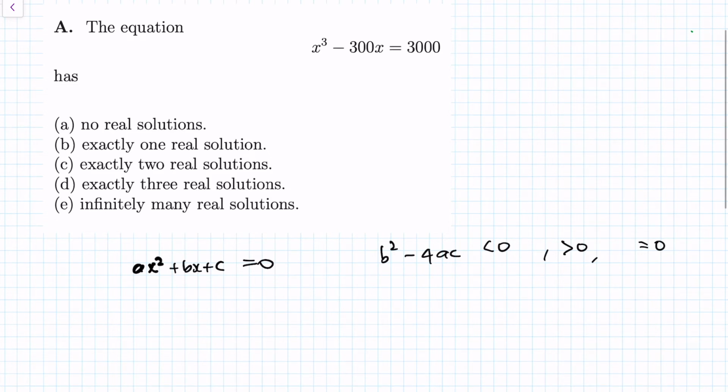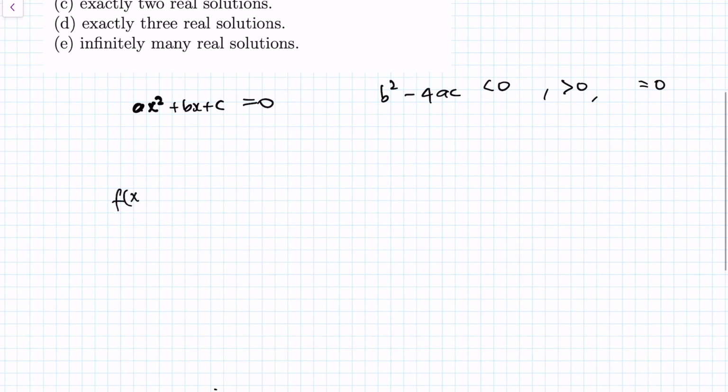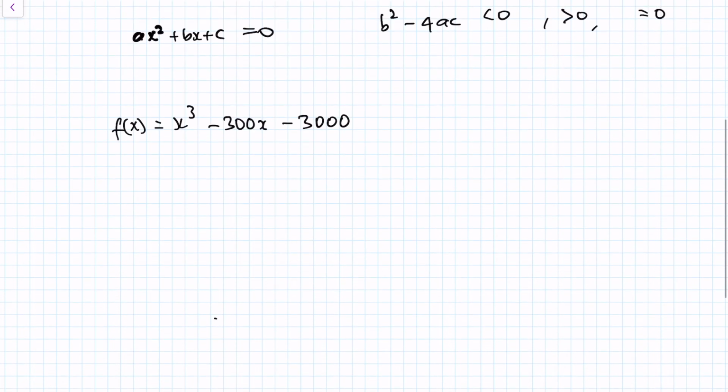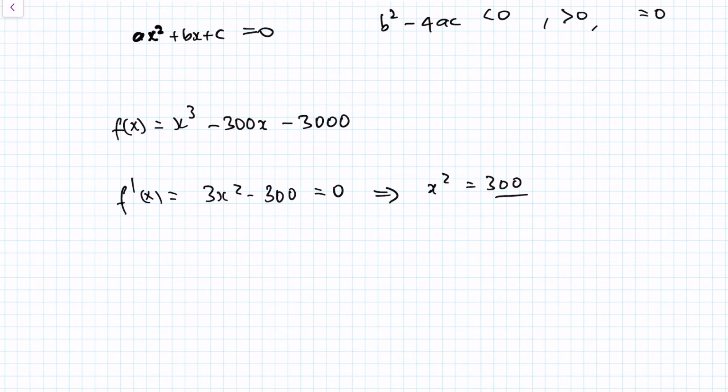So we're going to define a function. Let f of x be x cubed minus 300x minus 3000. Okay, so this is our function, and then we want to know the stationary points. So f dash of x is equal to 3x squared minus 300. That's equal to 0 because we are interested in the stationary points. So that implies x squared is equal to 300 divided by 3, which is equal to 100. That implies x is equal to plus or minus 10.